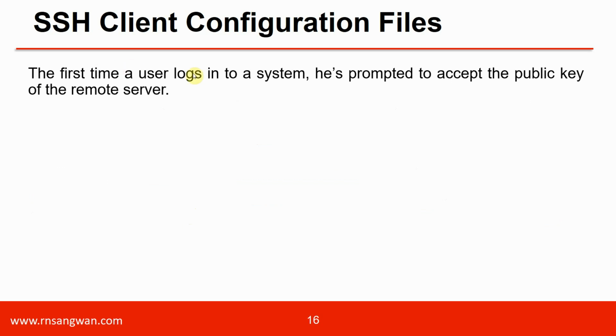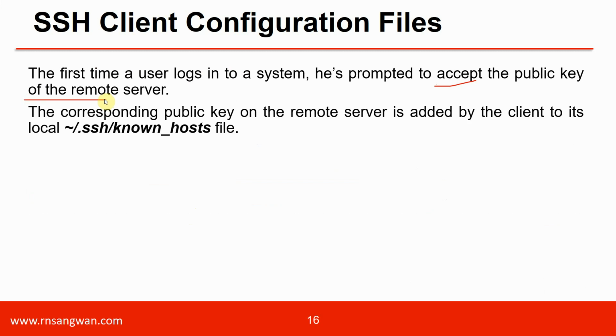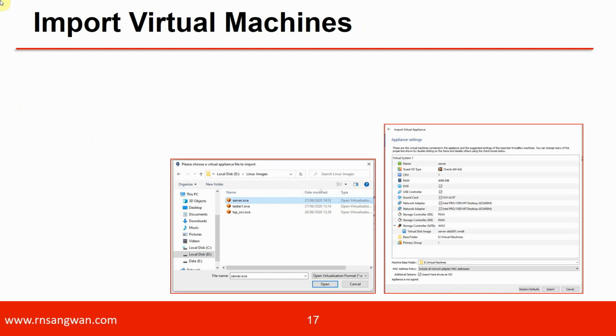The first time a user logs into the system, he is prompted to accept the public key on the remote server. The corresponding public key on the remote server is added to the client's known hosts file. This is what I was just talking about in the previous slide.